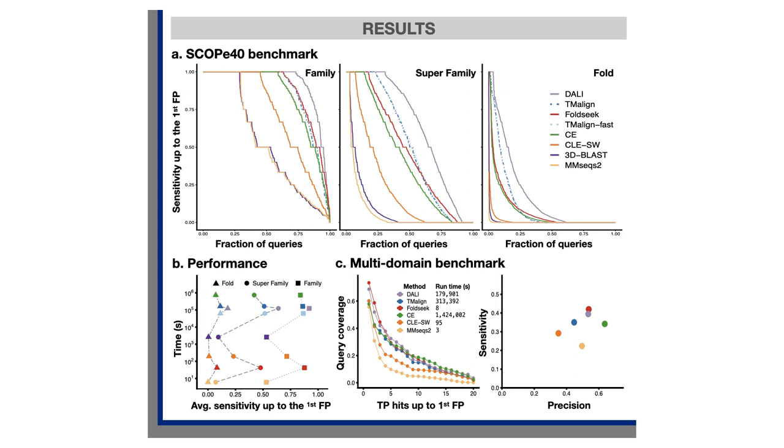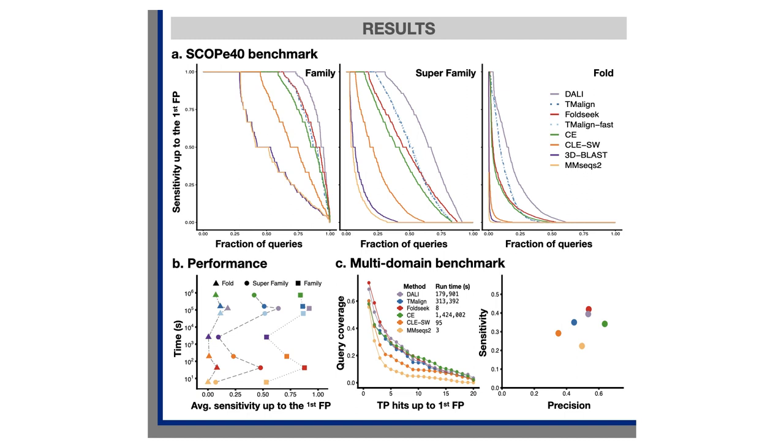As shown in the first plot of Figure C, it shows the distribution of the fraction of query residues that are part of alignments with at least X number of true positive targets with better scores than the first false positive match, where again Foldseek performed with similar sensitivity as DALI, CE, and TM-align, and much higher than CLE-SW and MMseqs2. The second plot of Figure C shows the analysis of the quality of alignments produced by the top 5 matches per query.